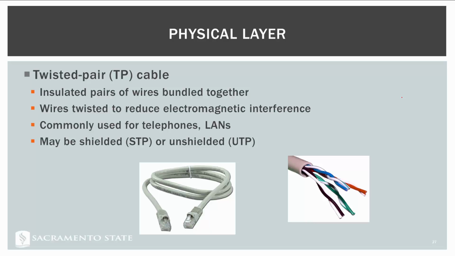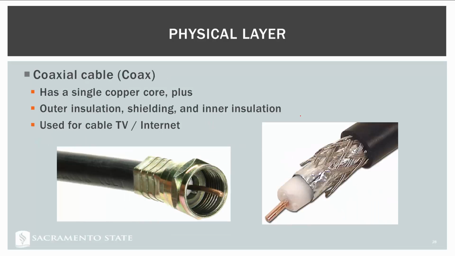These are widely used in local area networks. In fact, they're almost the only thing used in most local area networks. They're widely used for telephone wires, and they can also come in a couple of varieties. They can come in shielded or unshielded. Shielded means they put a foil shield around the bundle of wires before they put the outer plastic sheathing on it, and that helps to reduce electromagnetic interference also.